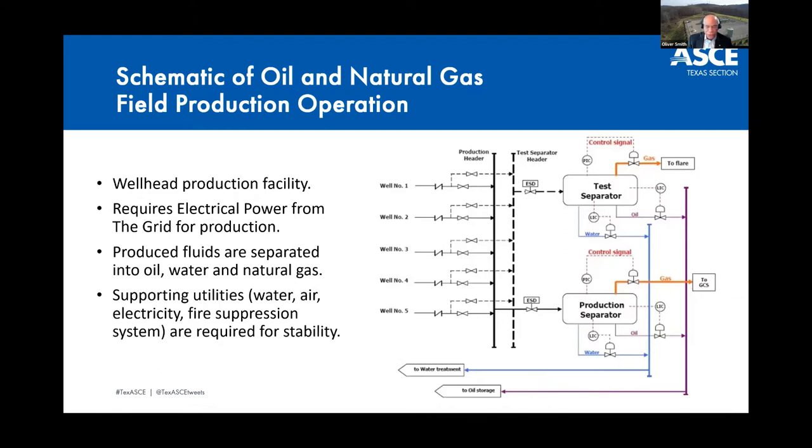Electrical power needed for production is almost exclusively provided by the Texas electrical power grid. In some unique and limited instances, natural gas-fired turbines or wind solar units generate power to operate upstream production controls and equipment.